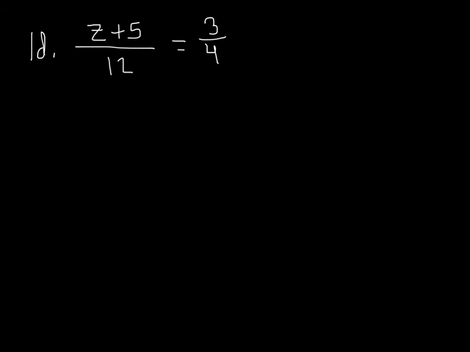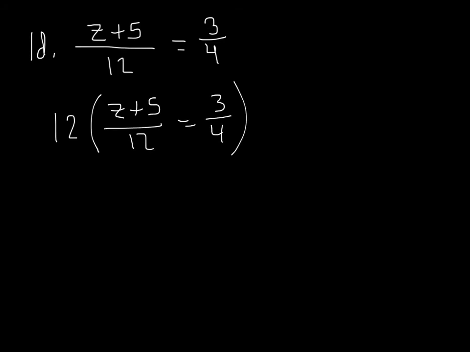It's very similar to the last problem. So we've got fractions, obviously, and we want to take care of that. So let's multiply everything by the lowest common denominator of 4 and 12, which is 12. So 12 times z plus 5 over 12 equals 3/4, right? So when I go 12 times this term right here, these 12s are going to cancel out. So I'm going to end up with just z plus 5 equals.